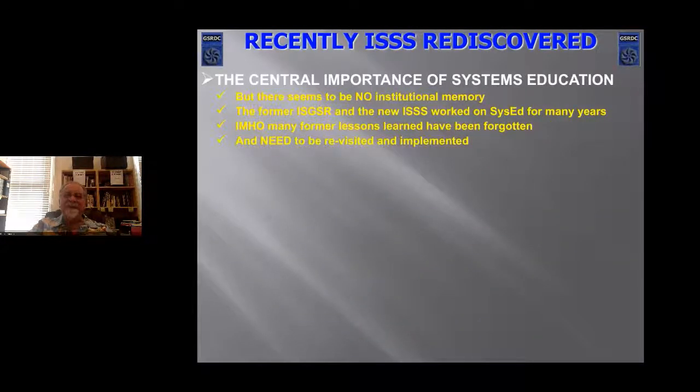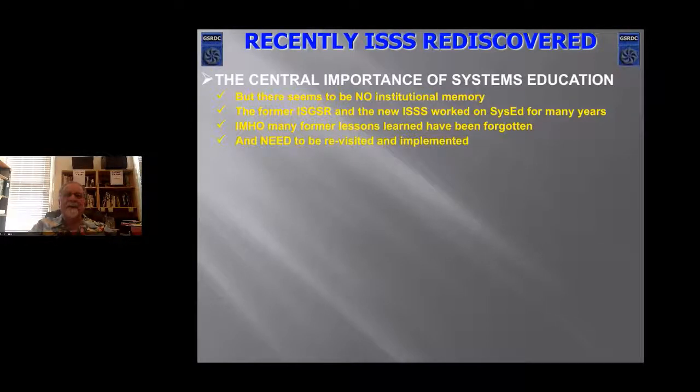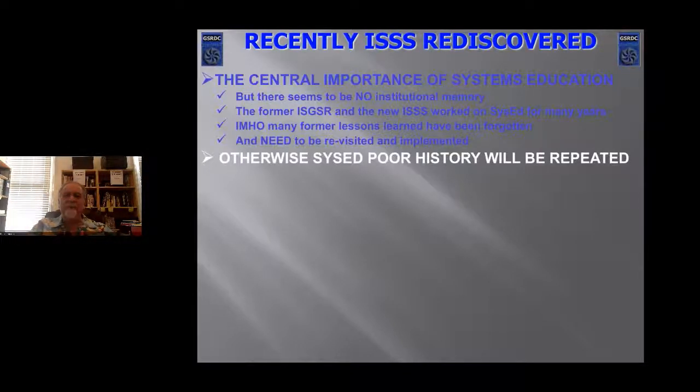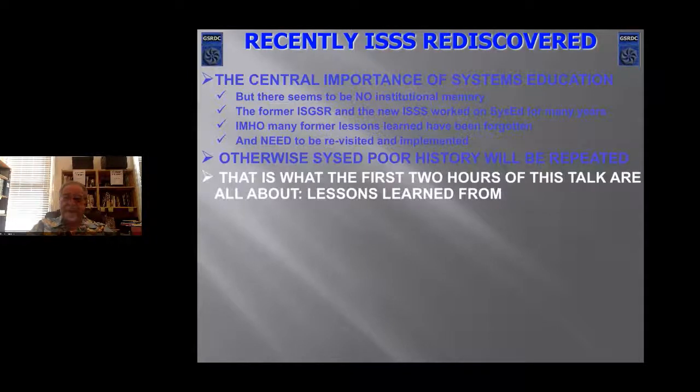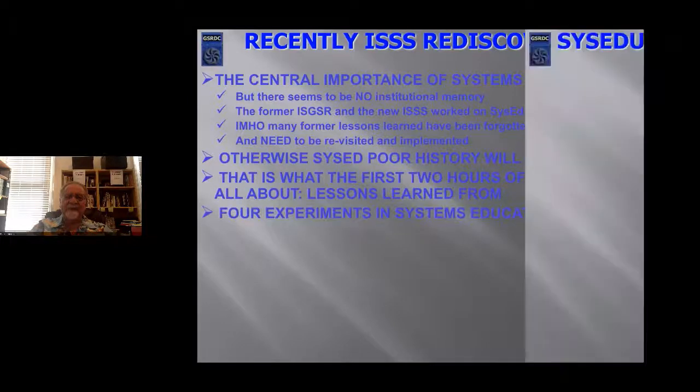Recently, the ISSS has rediscovered this issue of systems education, but there seems to be no institutional memory. The former ISGSR and the new ISSS worked on systems education for many decades, and in my humble opinion, many former lessons learned have been forgotten and they need to be revisited and implemented. Otherwise, systems education's poor history will be repeated over and over again. That is what the first 2 hours of this talk are all about. Lessons learned from the past, 4 experiments in systems education.